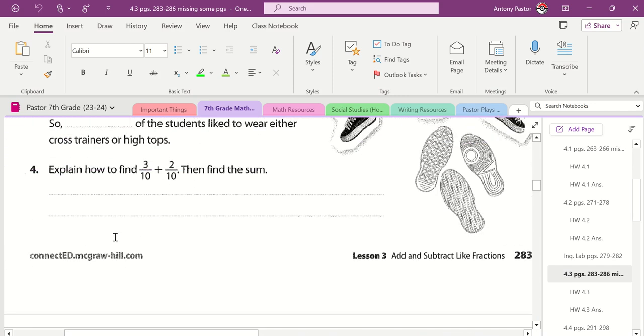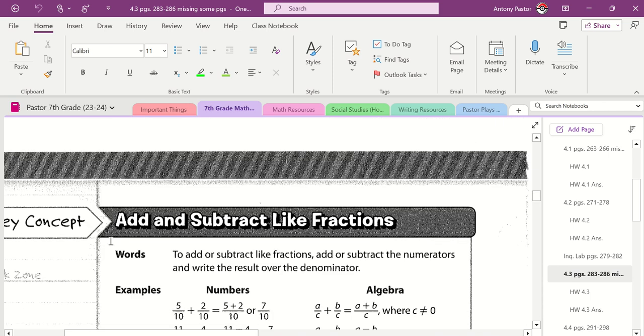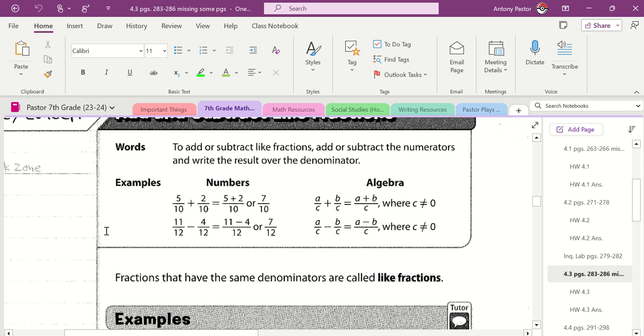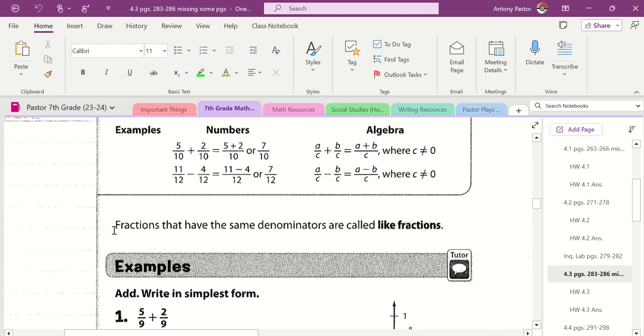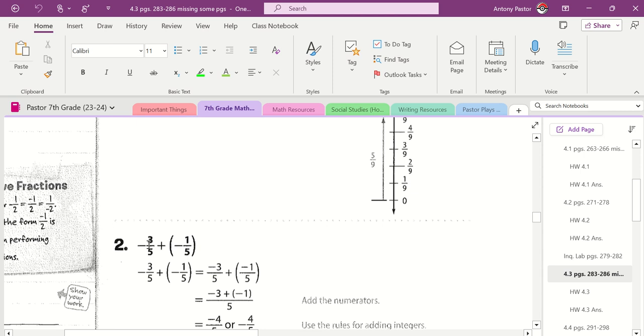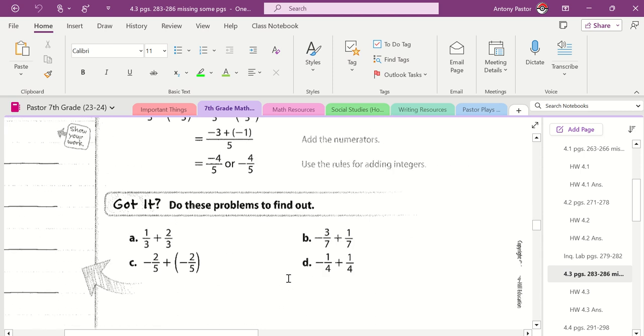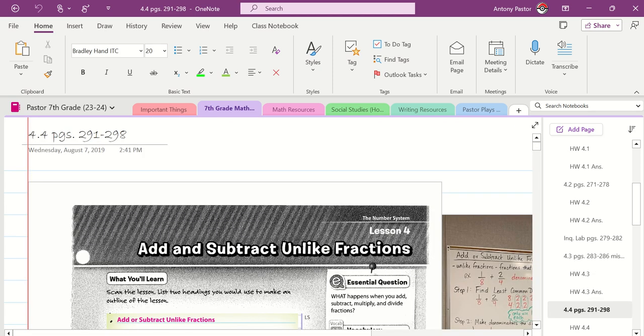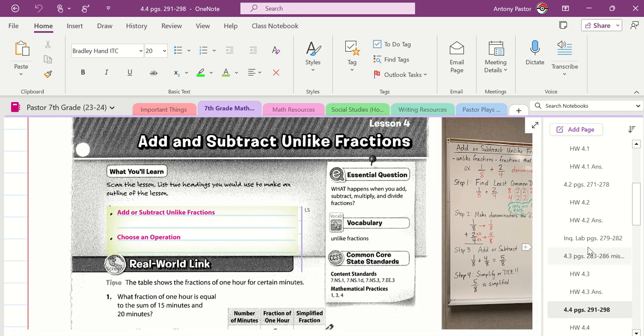Going into the book. So remember, you have to convert fractions to have the same denominator in order to add or subtract. Most of these examples in your homework are going to have the same denominator. It's going to be converting them, which is going to be a later lesson, and I believe that is lesson 4, add and subtract unlike fractions. This is when we're going to have to convert the denominator.